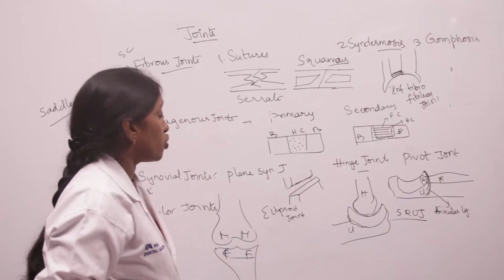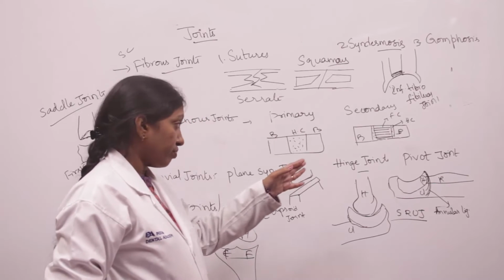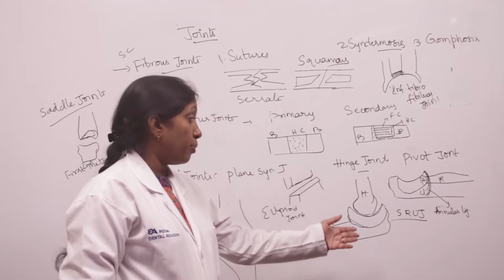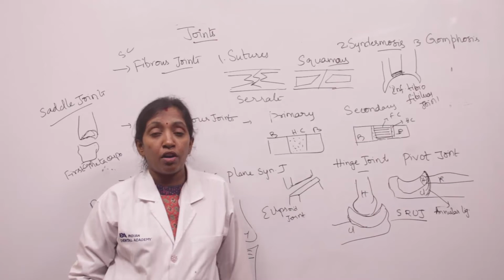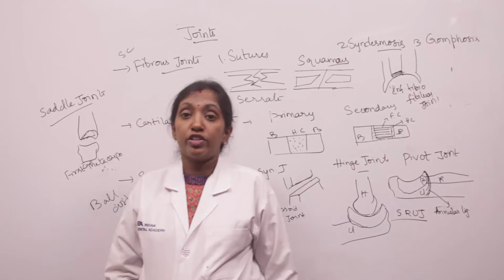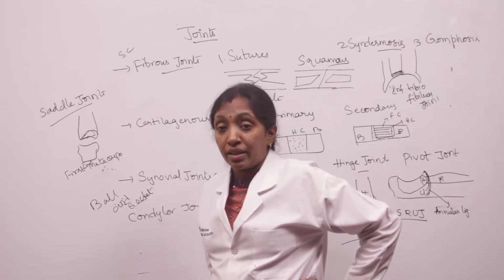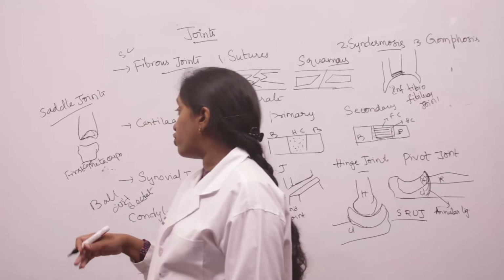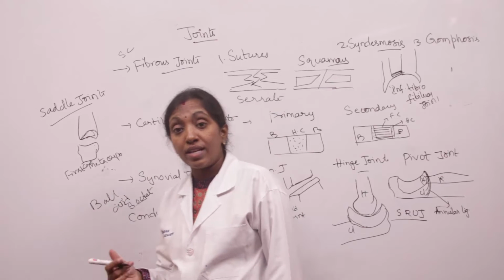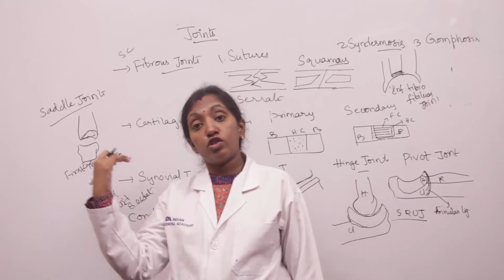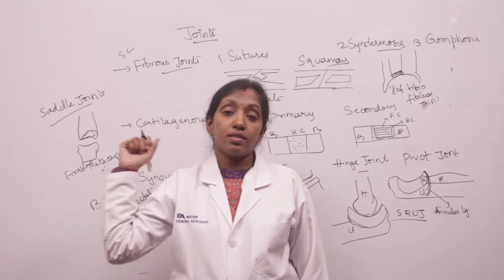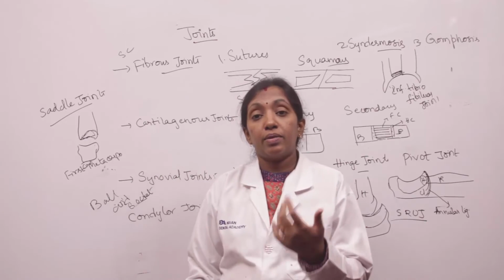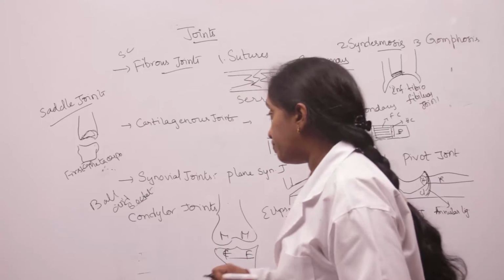And coming to the synovial joints, we have plane synovial joints and hinge joints. Example is the elbow joint, and the pivot joint is the radio-ulnar joint. And we have ellipsoid joints, which are the wrist joints. They allow all the movements. The saddle type of joint is the first carpometacarpal joint. The ball and socket type of joint also allows many movements like flexion, extension, adduction, abduction and circumduction.